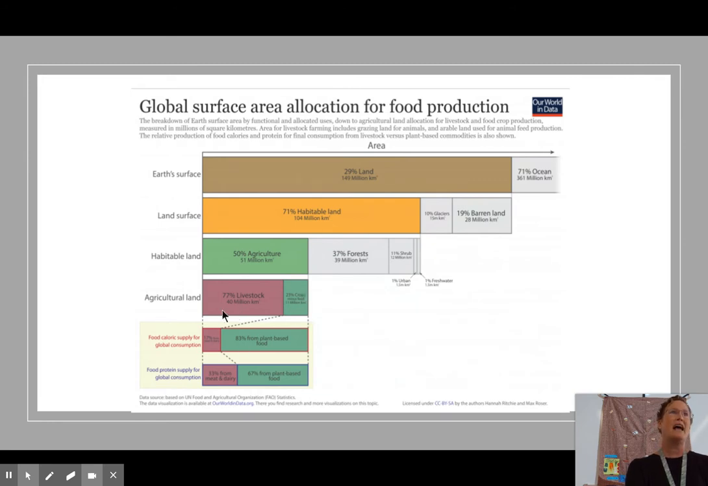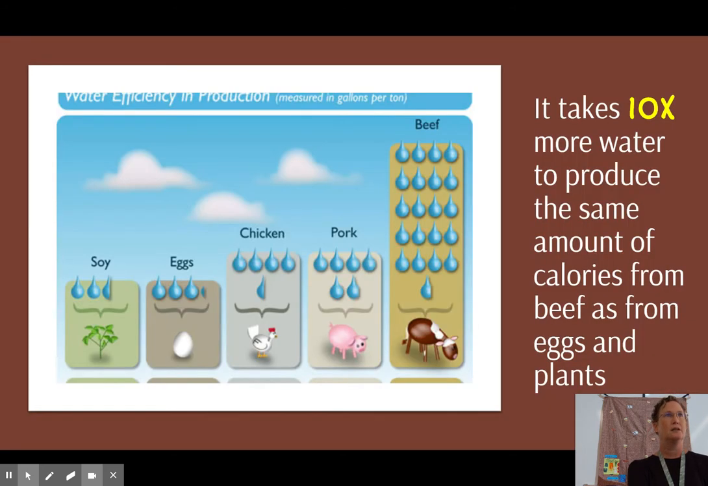And so then how it's allocated from there can make a big difference for how we use our land to grow our food. Okay, so it takes 10 times more water to produce the same amount of calories from beef as it does from eggs and plants. So this is land and water use. These are both limited resources that we have.